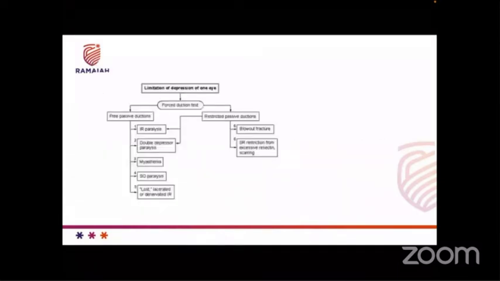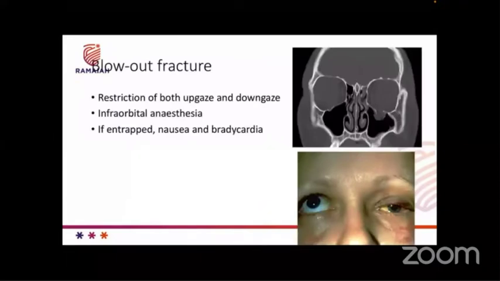Next, if you have a limitation of depression in one eye, and there is a restricted passive duction, then it's most probably a blowout fracture. So we all know what a blowout fracture is. It is basically fracture of the floor of the orbit. So you could have restriction of both up gaze and down gaze. Remember the leash and reverse leash effect? That comes into play over here.